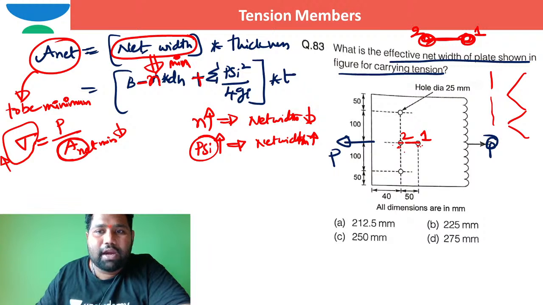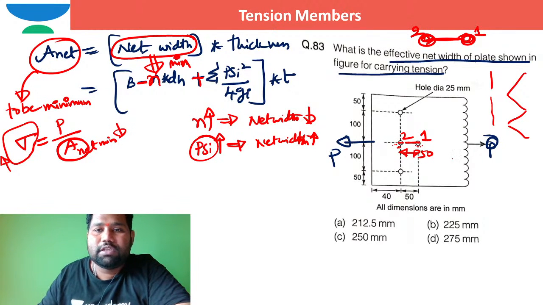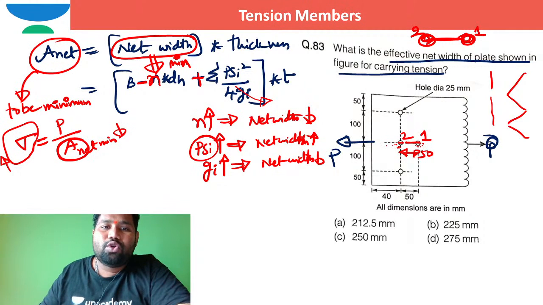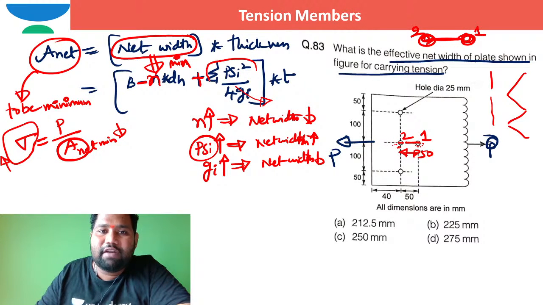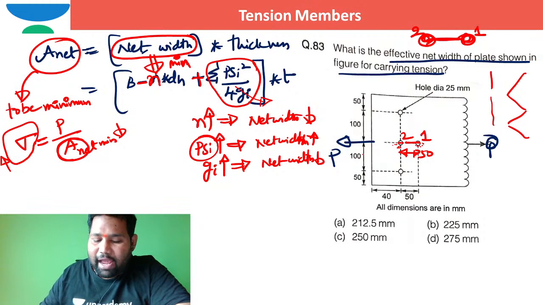What is the pitch between bolts 1 and 2? Everybody will say 50. What is the gauge between bolts 1 and 2? The gauge between 1 and 2 is 0, right? So when the bottom value of this gauge is 0, this term is plus infinite. When gauge is increasing, net width decreases. From 1 to 2 there is only pitch, but no gauge. When there is no gauge, this value will be plus infinite, so the net width keeps on increasing. So a horizontal way of fracture is not possible.